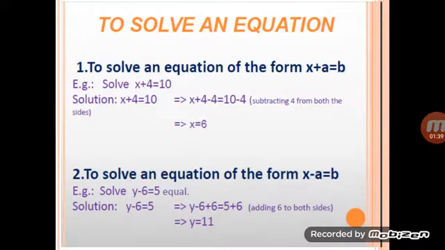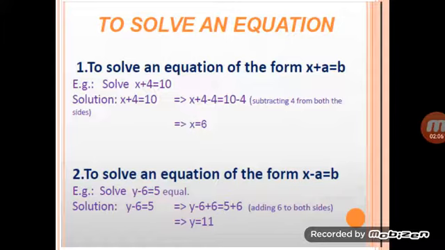To solve an equation in the form x plus a equal to b, something is added to x and the result is b. For example, x plus 4 equal to 10. For that reason, we need to separate x. We will take 4 to the other side, or we can subtract 4 on both sides to get the answer, that is x equal to 6.